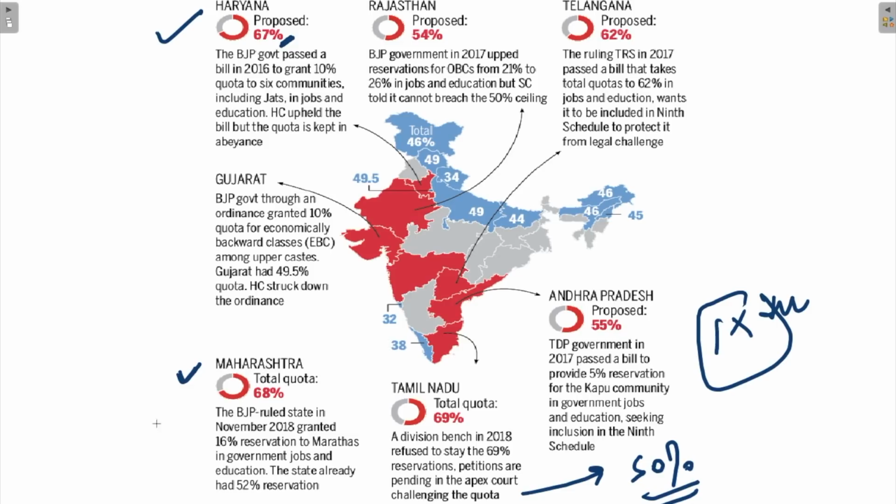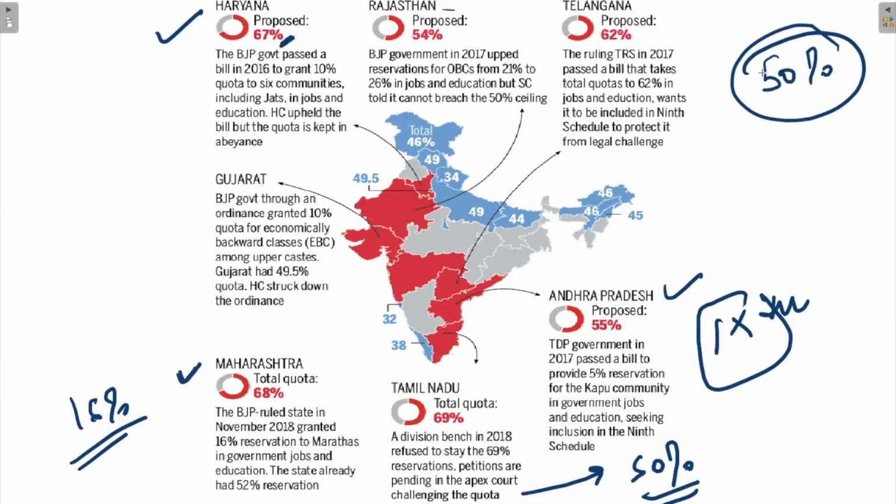Maharashtra, after getting the reservation of 16% for the Marathas, has a total quota of 68% in the state. If we talk about Andhra Pradesh, Telangana, Rajasthan, Haryana and Gujarat, they are proposing an increase in the quota, approximately 55, 62, 54, 67, and these are all above the 50% criteria. So this is not the first time we are talking about quota reservation. There has always been a timeline followed by the government, and then and now they are coming up with this quota reservation.